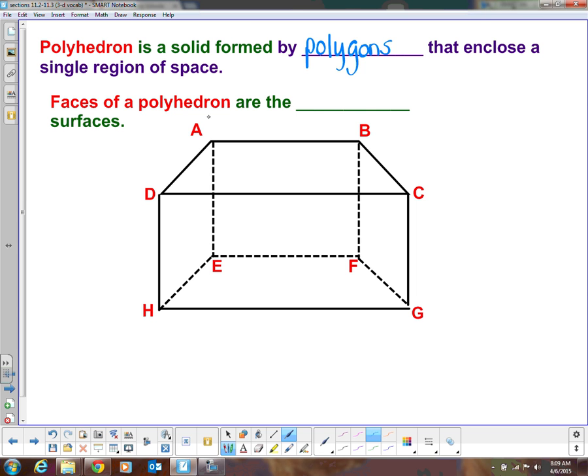The faces of a polyhedron are the polygonal surfaces. And I'll put flat.